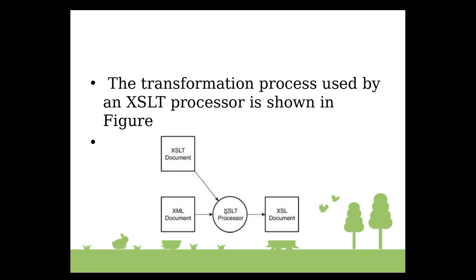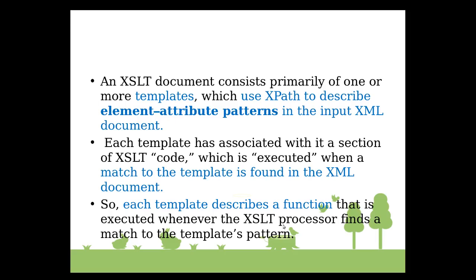So this is the XSLT processor. Inputs to this XSLT processor are the XSLT document and the XML document, and it performs the transformations or modifications on this XML document and produces a new XSL document. An XSLT document consists primarily of one or more templates, which use XPath to describe the element and attribute patterns present in the XML document.